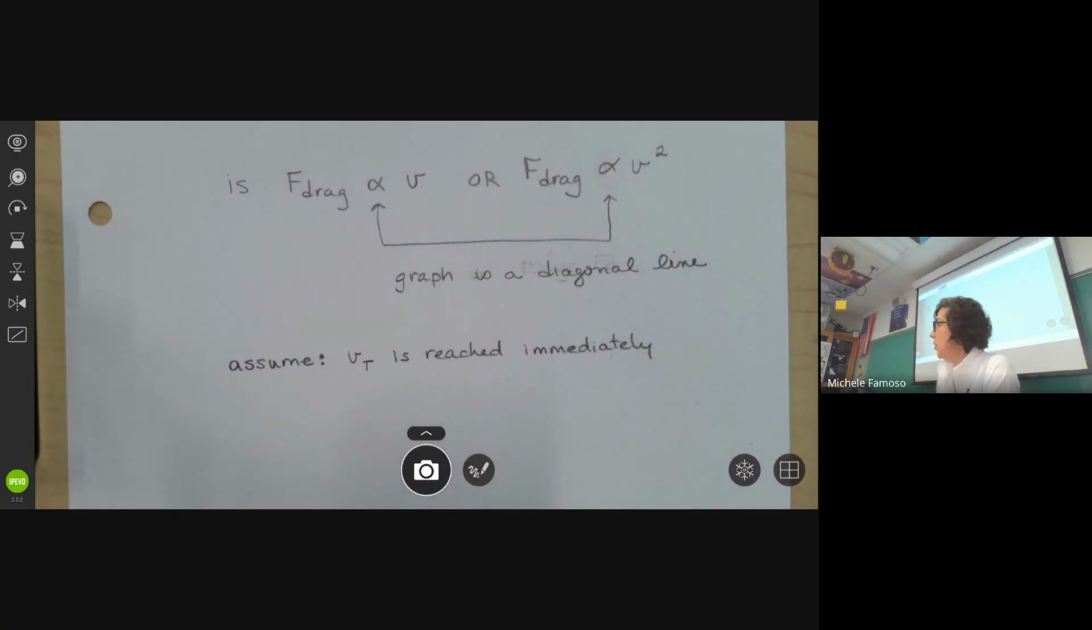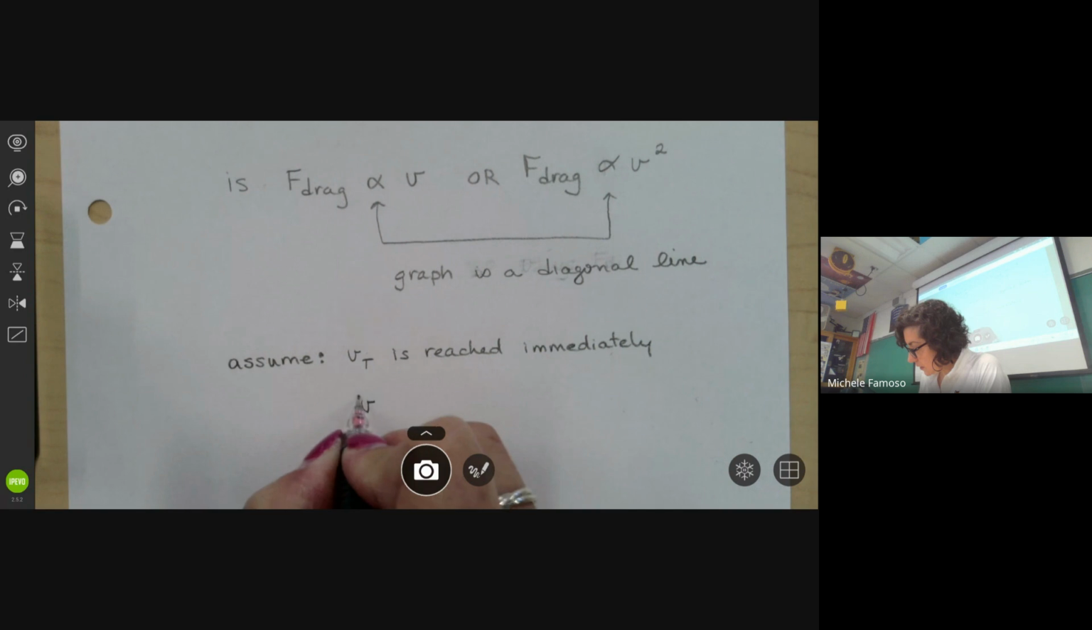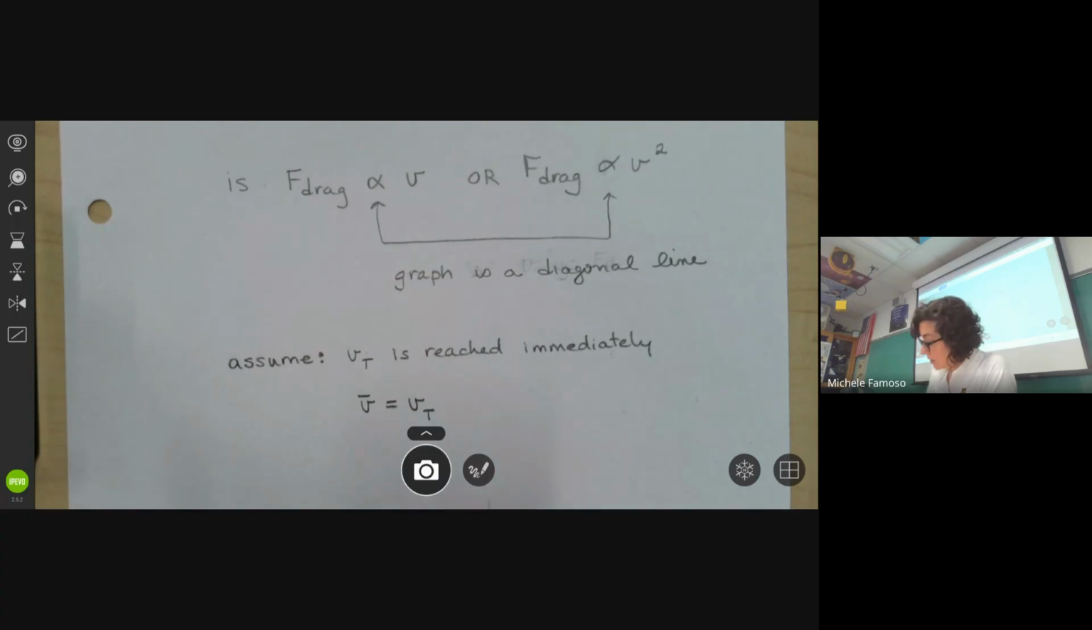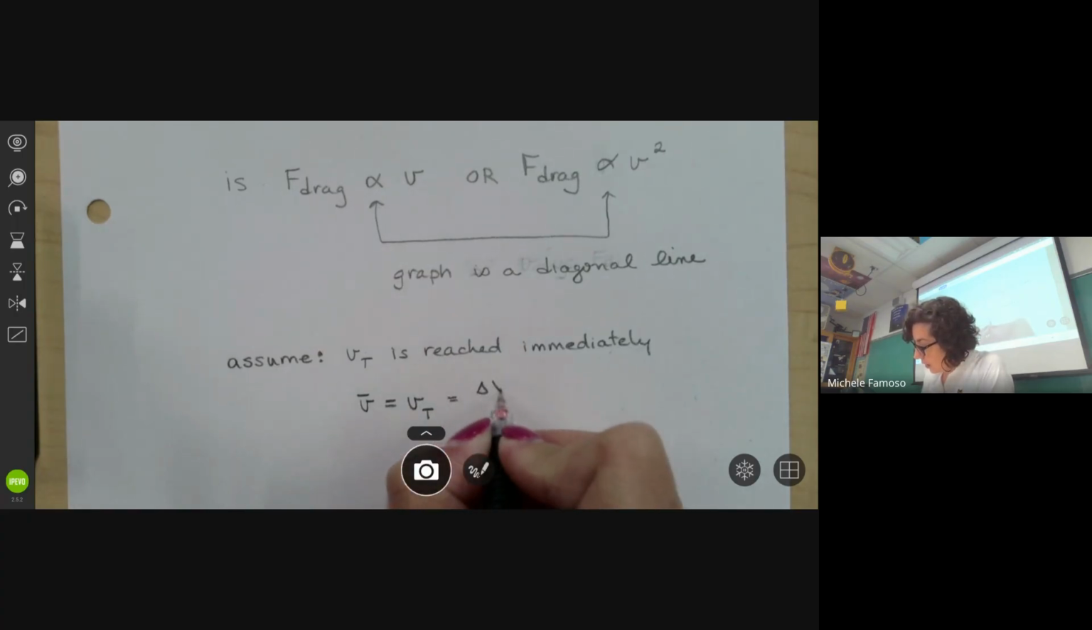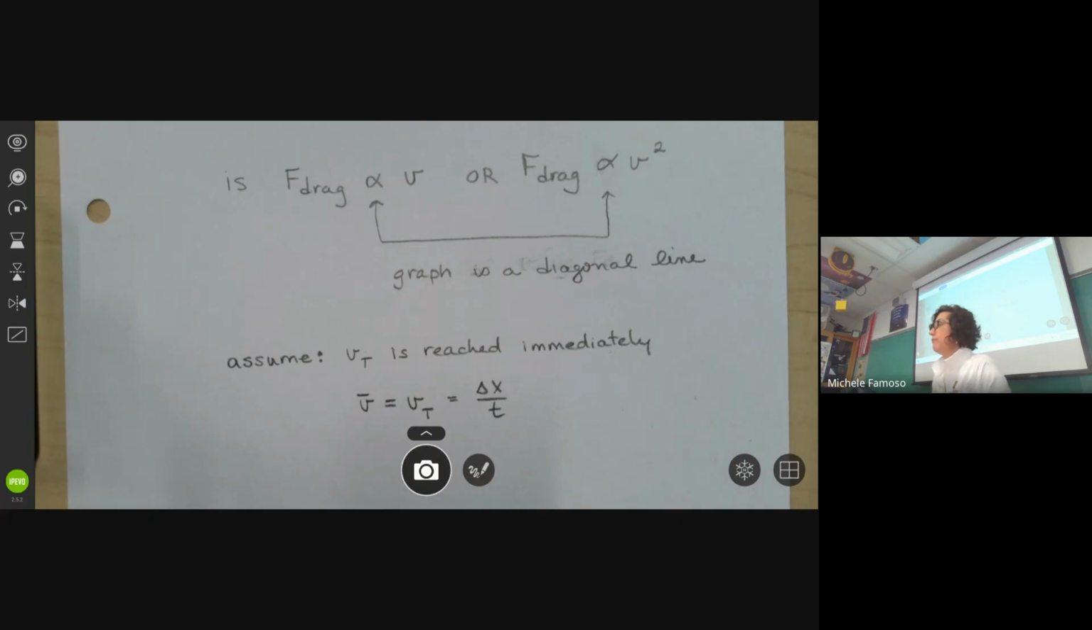You don't need Chromebooks. I don't know why you have Chromebooks out yet. I'm doing stuff on paper. So if the terminal speed is reached immediately, that means when it falls, that the speed would be equal to the average speed or the constant speed, which could be found by looking at the displacement over the time.